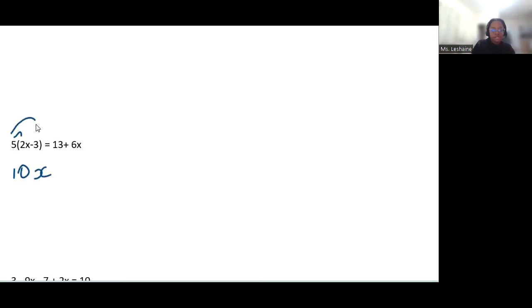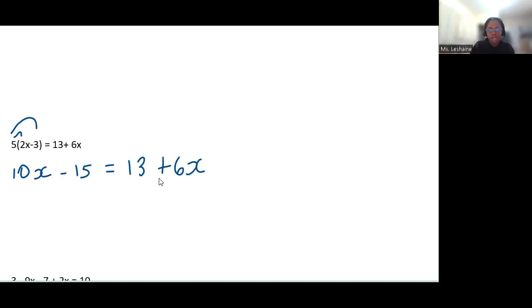5 times negative 3 is negative 15. So 10x minus 15 is equal to 13 plus 6x. So I want to kind of simplify this problem. I don't want to be working with a 10x and a 6x.